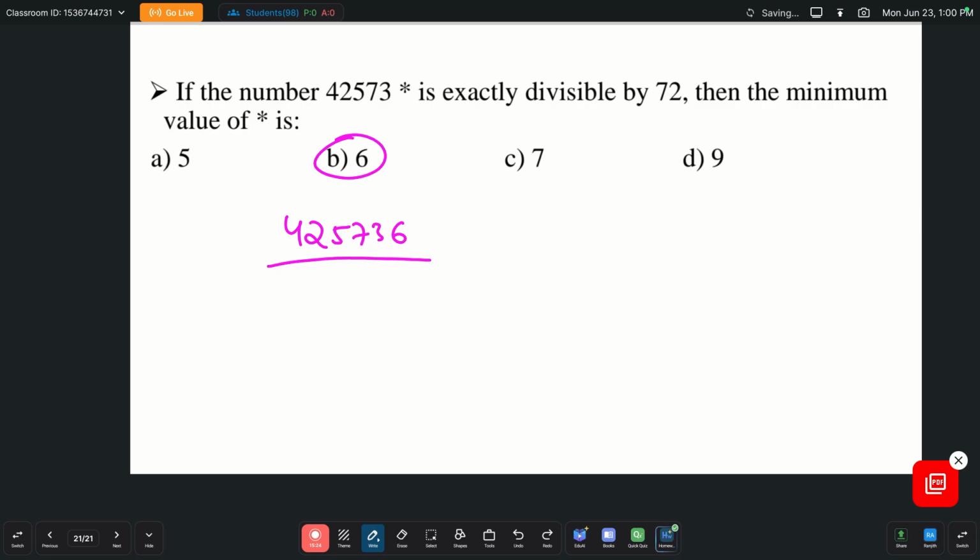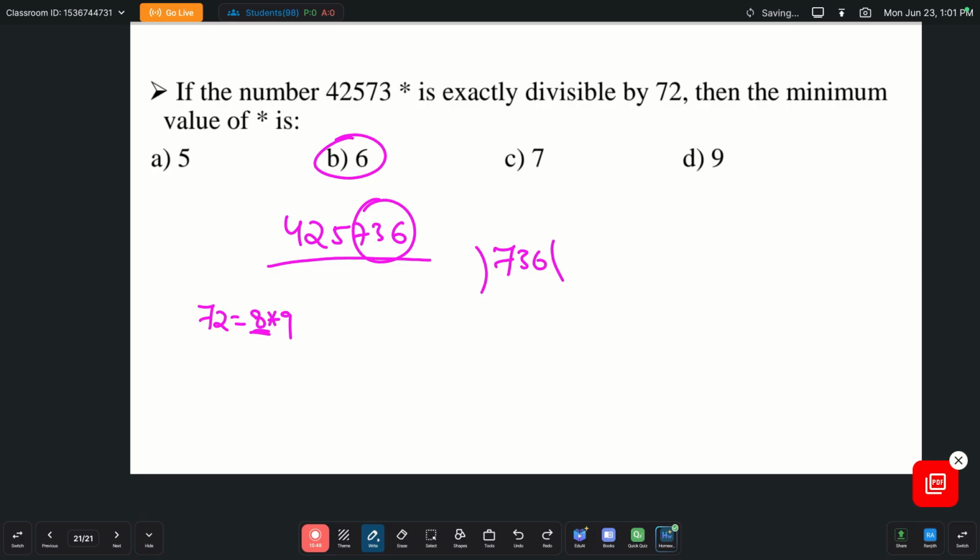Okay. What is the divisibility rule for 72? 72 will be equal to 8 into 9. So what is the divisibility rule for 8? Last 3 digits, 736. Is 736 divisible by 8 table in the sense? Yes, it is divisible by 8 table. 8 9s are 72, remainder will be equal to 16. Yes, it is divisible by 8 table.